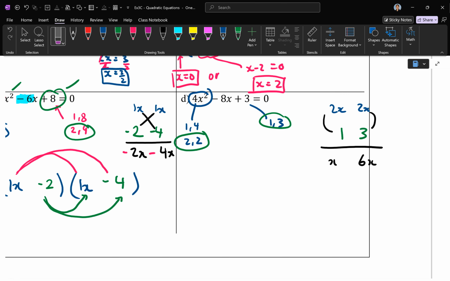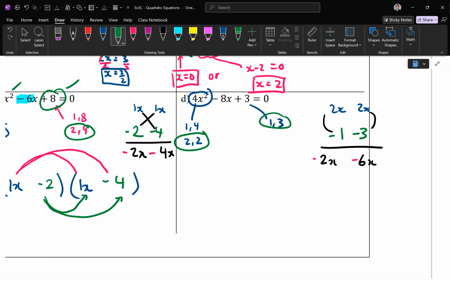Oh, what am I doing? My bad, I did do something wrong. 2x times 1 is 2x. Actually, it does give you the 8. And how would I get my 8? It would have to be a negative 2 and a negative 8, which means that this has to be a negative 1 and negative 3.